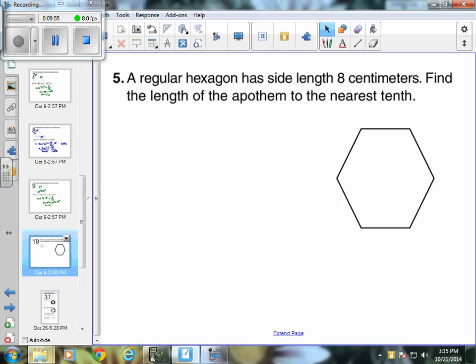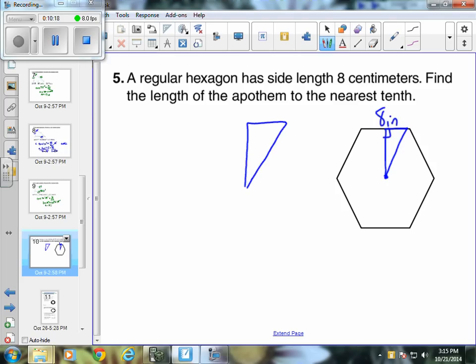Okay, last one. We're going to go ahead and do our regular apothem here again, and to see if you can draw the picture. I made a hexagon for you, so 6 sides. It says it has a side length of 8 centimeters. Find the length of the apothem to the nearest tenth. So remember what the apothem is. Perpendicular distance to the midpoint of one of the sides. I'm going to go ahead and make a right triangle out of this. All right, so I'm going to draw this a little bit bigger over here.